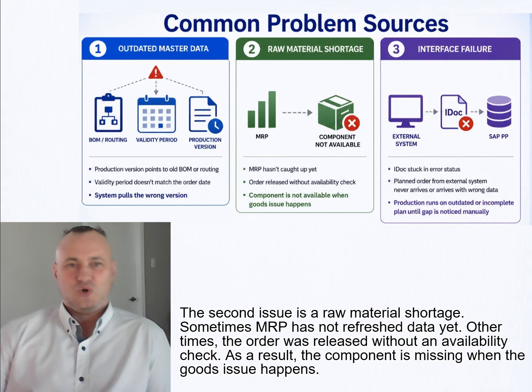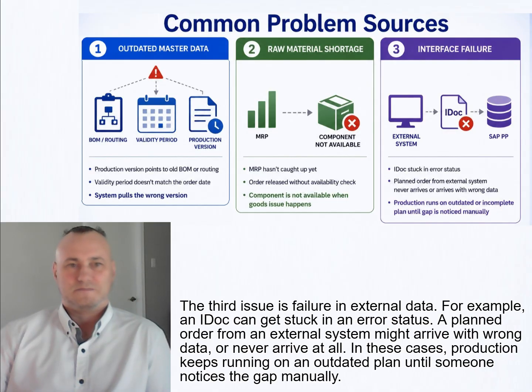The second issue is raw material shortage. Sometimes MRP has not refreshed data yet. Other times the order was released without an availability check. As a result, the component is missing when the goods issue happens.